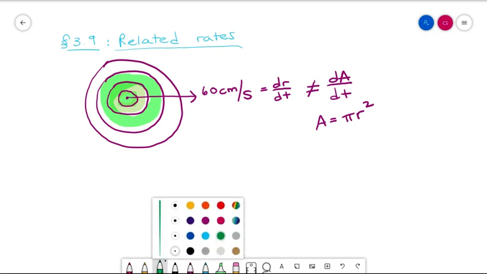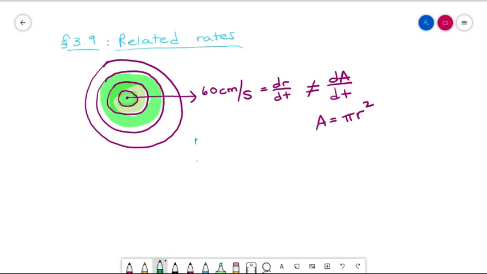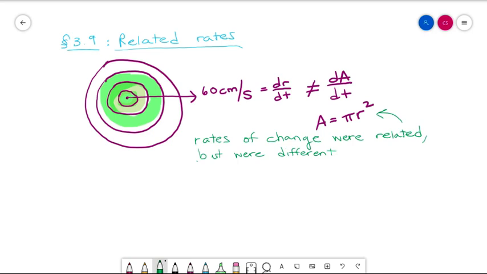All right, so again, we saw that the rates of change were related, right? And they were related with that formula for area, but the rates of change were different. So that's what this section is going to be all about. We're going to be looking at different scenarios where we have two variables that are related to each other somehow, but the rates of change are different. Okay, so more word problems.